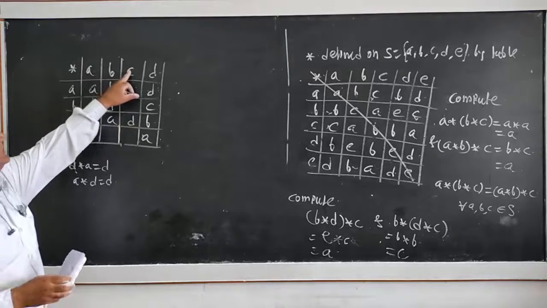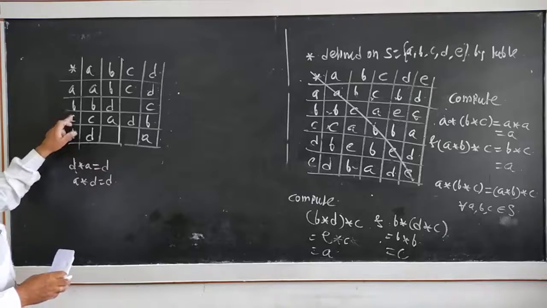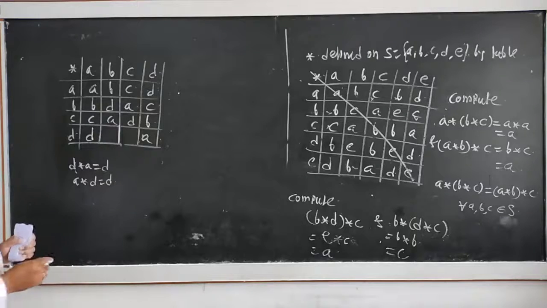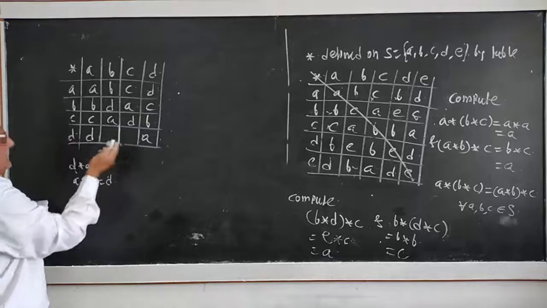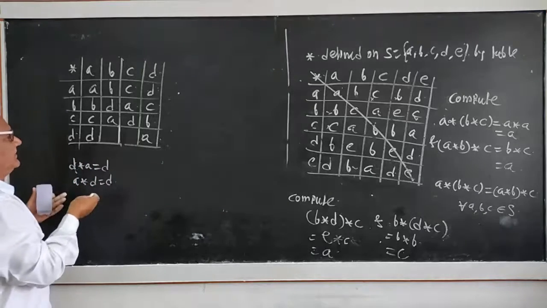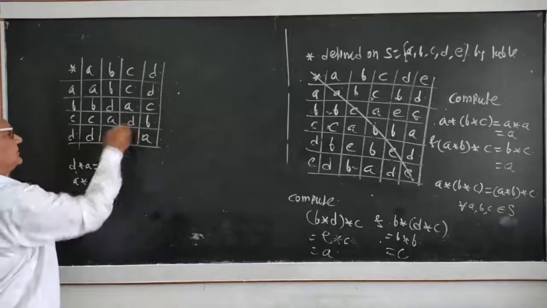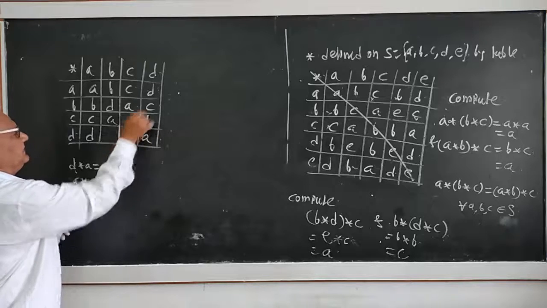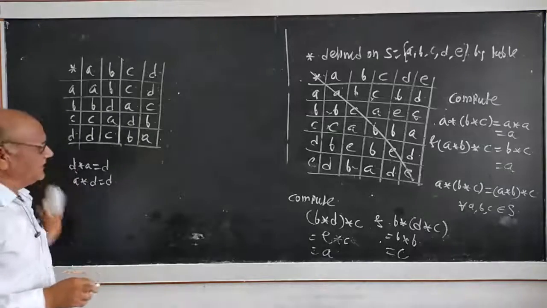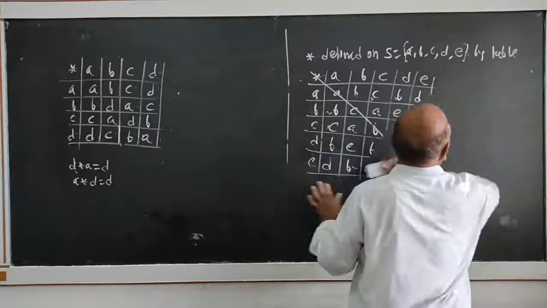Here B star C is incomplete. So here C star B. C star B is here, therefore A. Or, because the table is symmetric, since it is commutative, you can also complete it this way: D, B, C, C, like this. Okay. Now the next example.